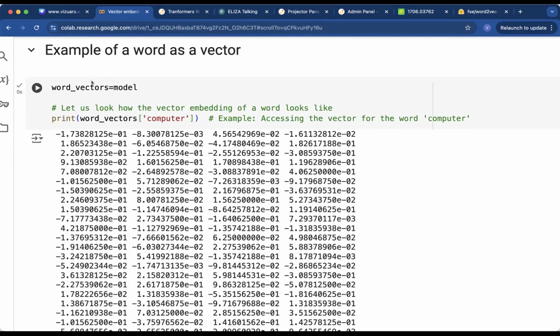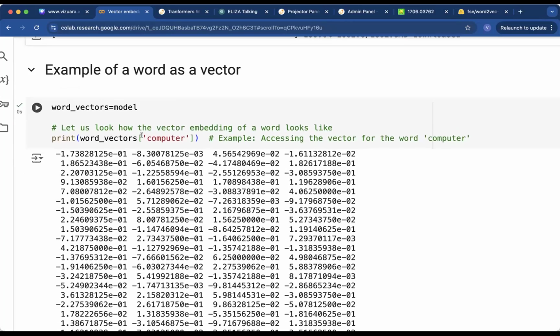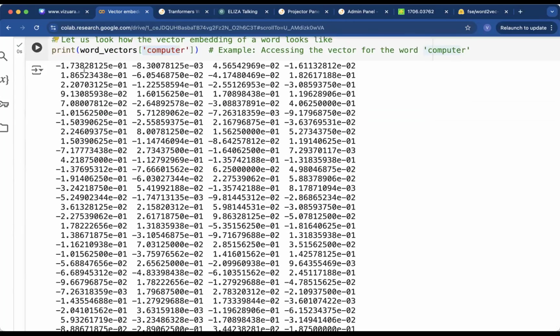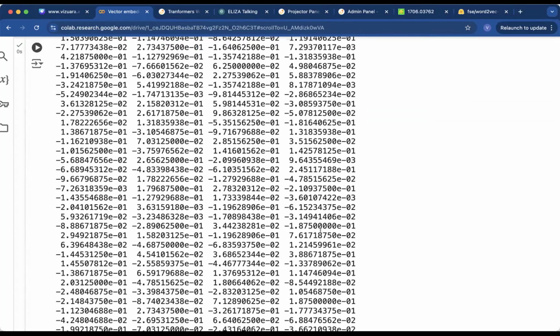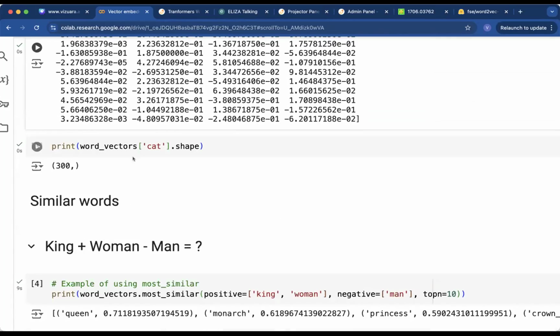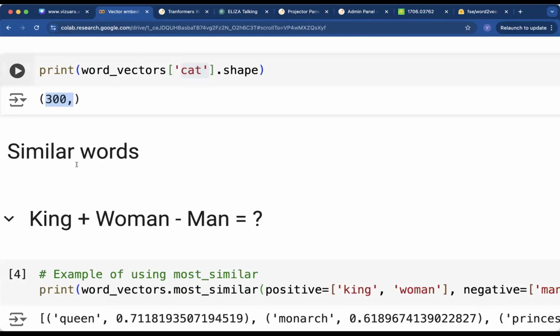Now if you take this model and see the vector for the word computer, you will see that you get this vector and it has 300 dimensions. Awesome. You can even print the vector for the word cat and you'll see that it has the shape of 300.